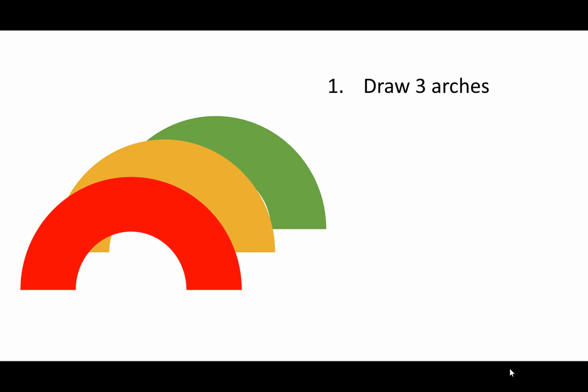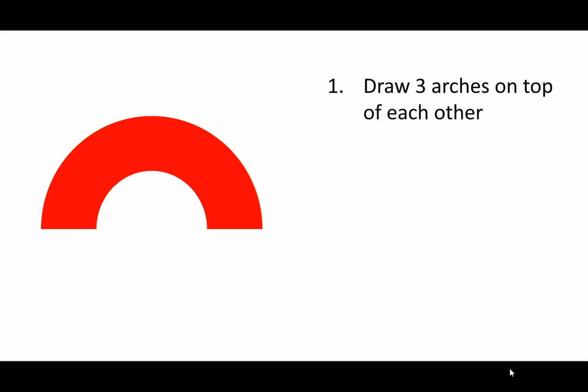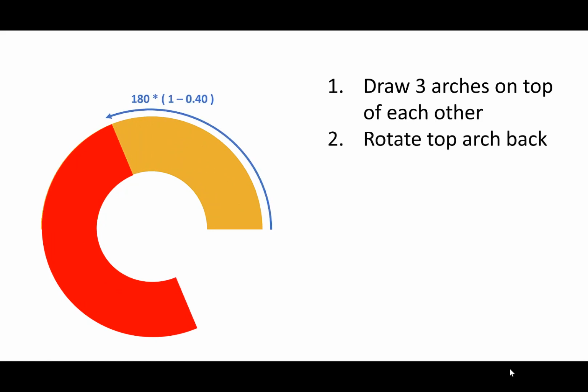The first step is to draw three arches, but to put them on top of each other, okay? The next step is to rotate an arch back so that it gets back to the amount you want it to be. So I want the red to be at 40%. So I do 1 minus the 0.4, and times that by 180, and then I rotate it back that amount. Okay, so a negative rotation.